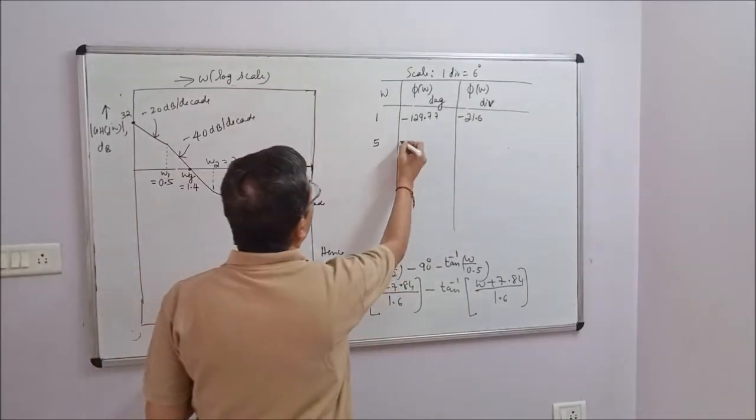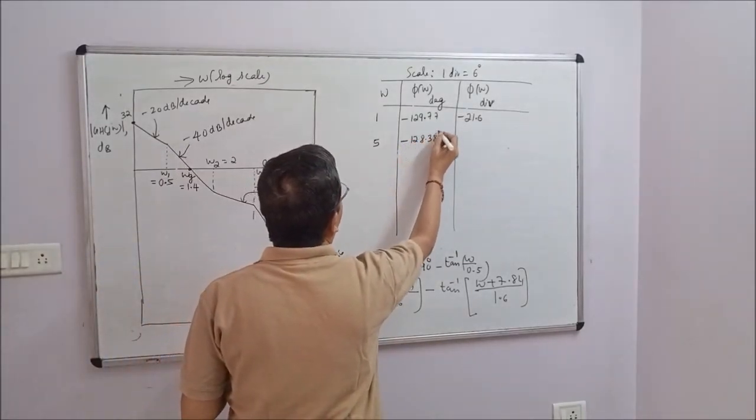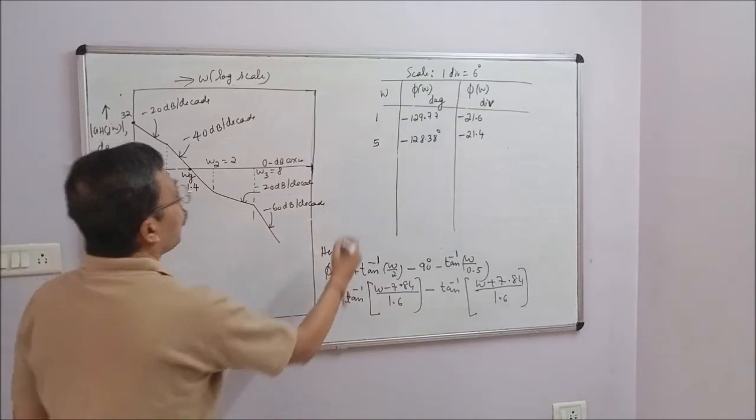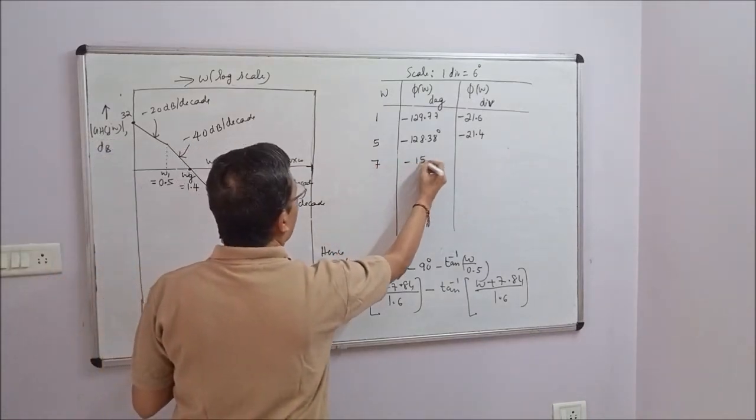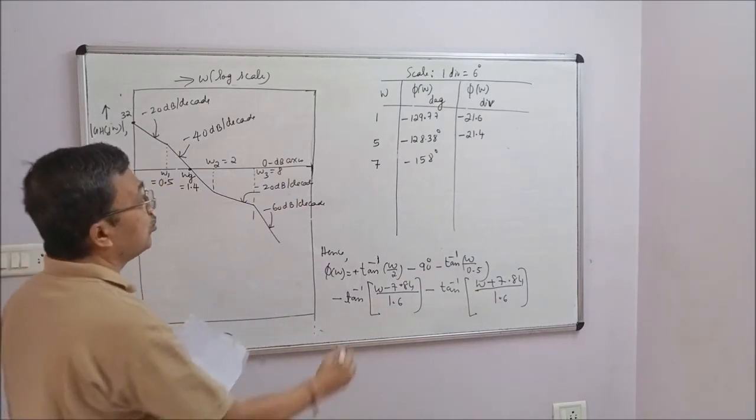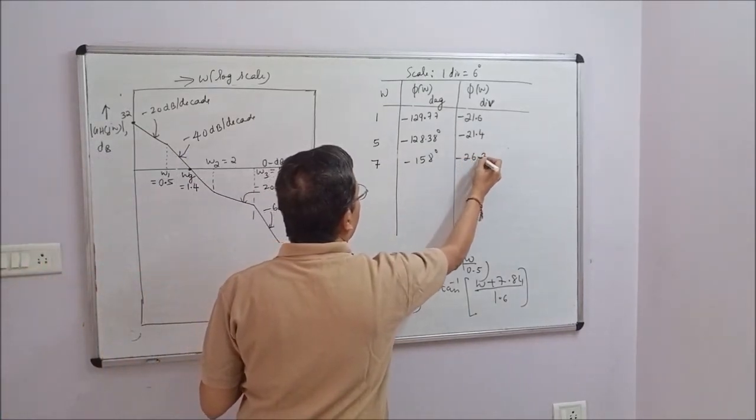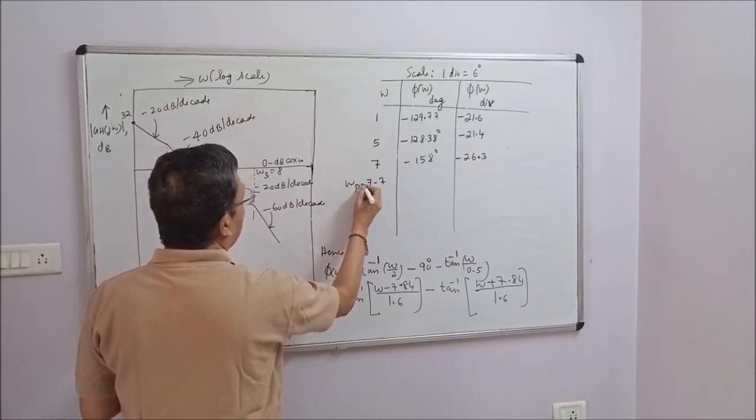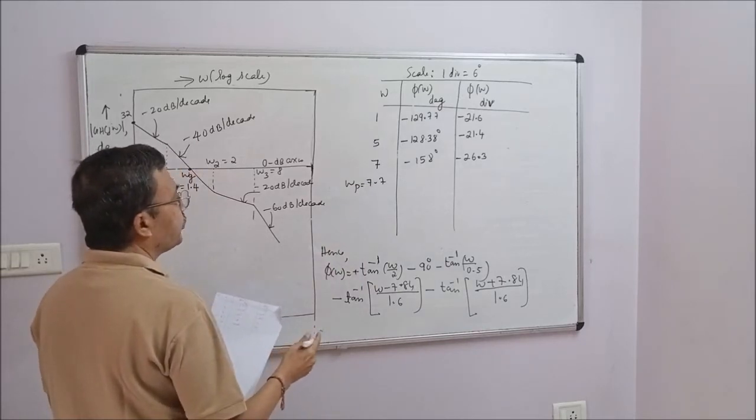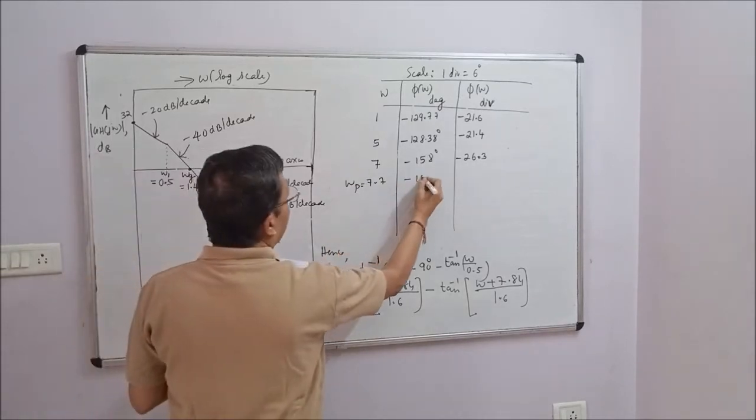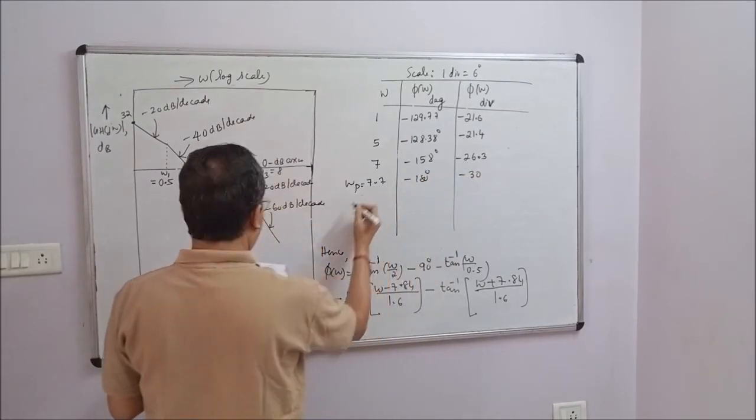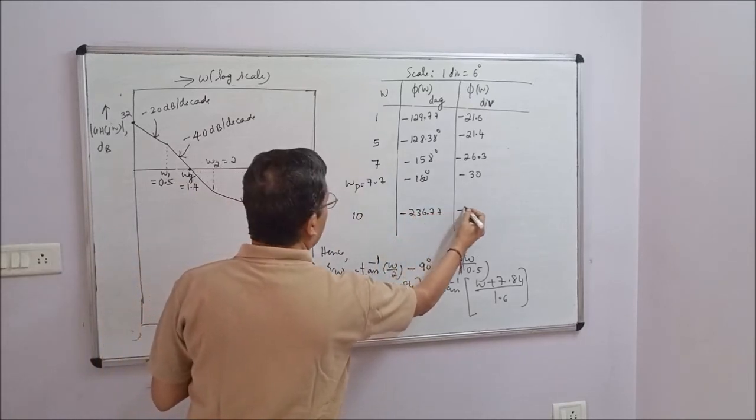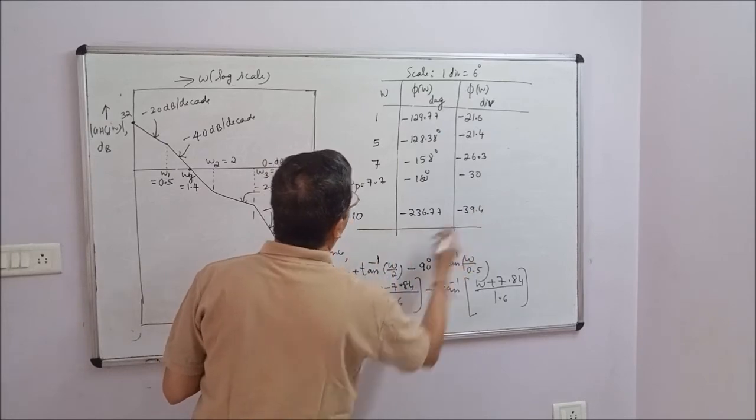When omega is 5, you get minus 128.38 degrees. That tantamounts to minus 21.4 divisions. When omega is 7, you get minus 158 degrees. That tantamounts to minus 26.3 divisions. When omega is 7.7, this is omega p, you get minus 180 degrees, equal to minus 30 divisions. When omega is 10, you get minus 236.77, equal to minus 39.4 divisions.